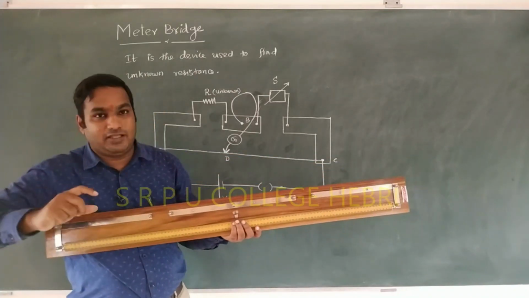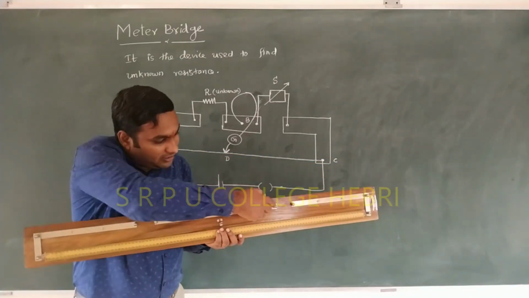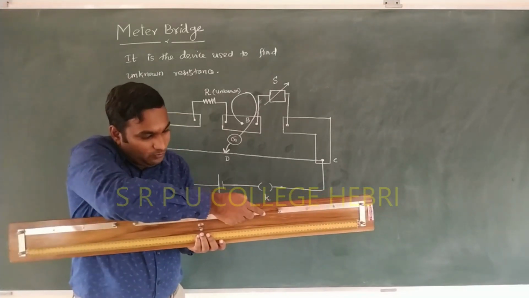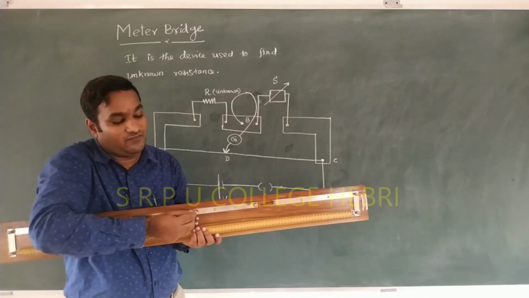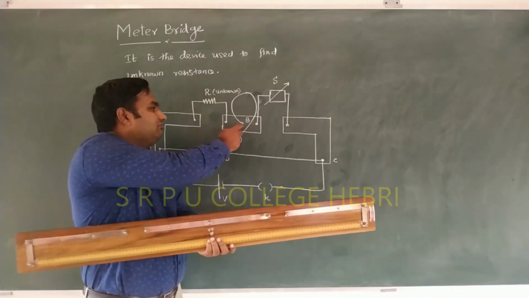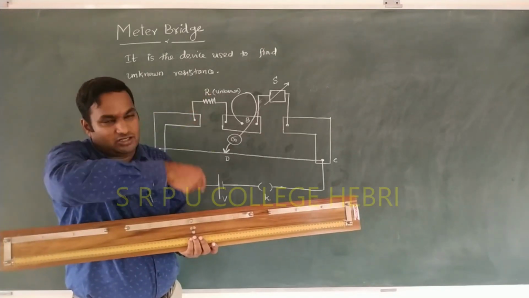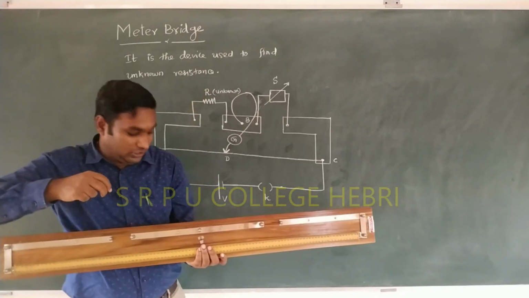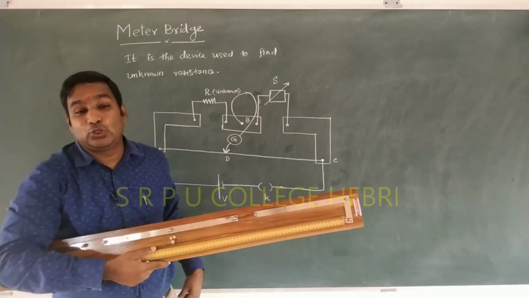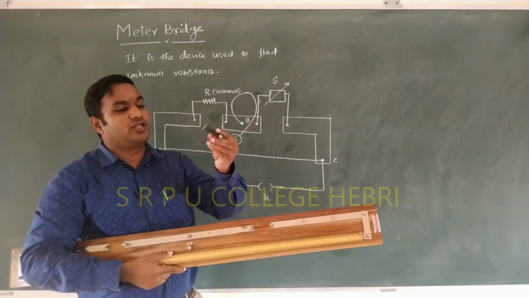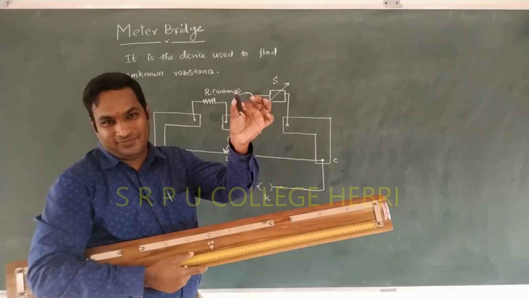I said there are two gaps here. This is the middle metal strip. 3 terminals are there. See this, 1, 2, 3. The middle terminal we call B. From here, if we take a wire, it is connected to a galvanometer, which is connected to one more device we call a slider. It is also called a jockey or slider. Dear student, this one is called slider.